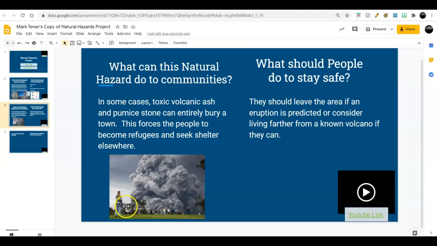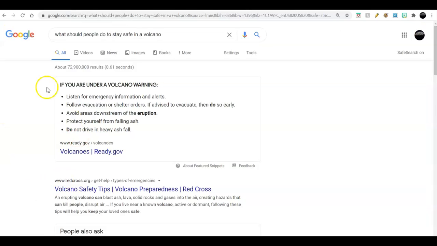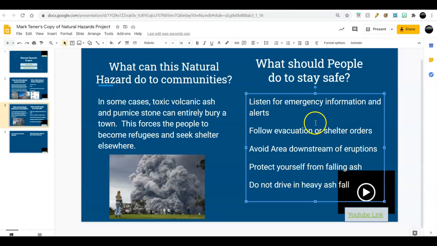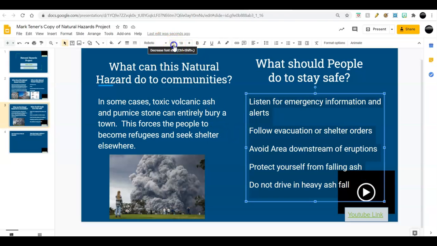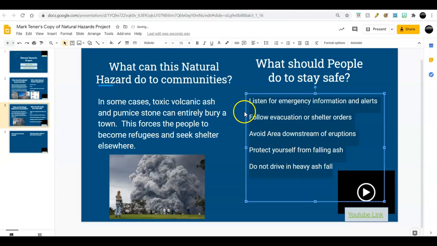Okay, so what else? Well, obviously we only have one picture here. Let's get another picture. This is a research project, so I went ahead and I Googled it just to see if there were some suggestions. And actually, ready.gov has some interesting suggestions. .gov is a domain that is generally fact-checked, so I tend to trust it. Listen for emergency information and alerts. Follow evacuation or shelter. So I could actually put these bullet points over there, and I think I will. All right, so reading through these, they are well laid out, specific instructions for what to do in case of a volcanic eruption.